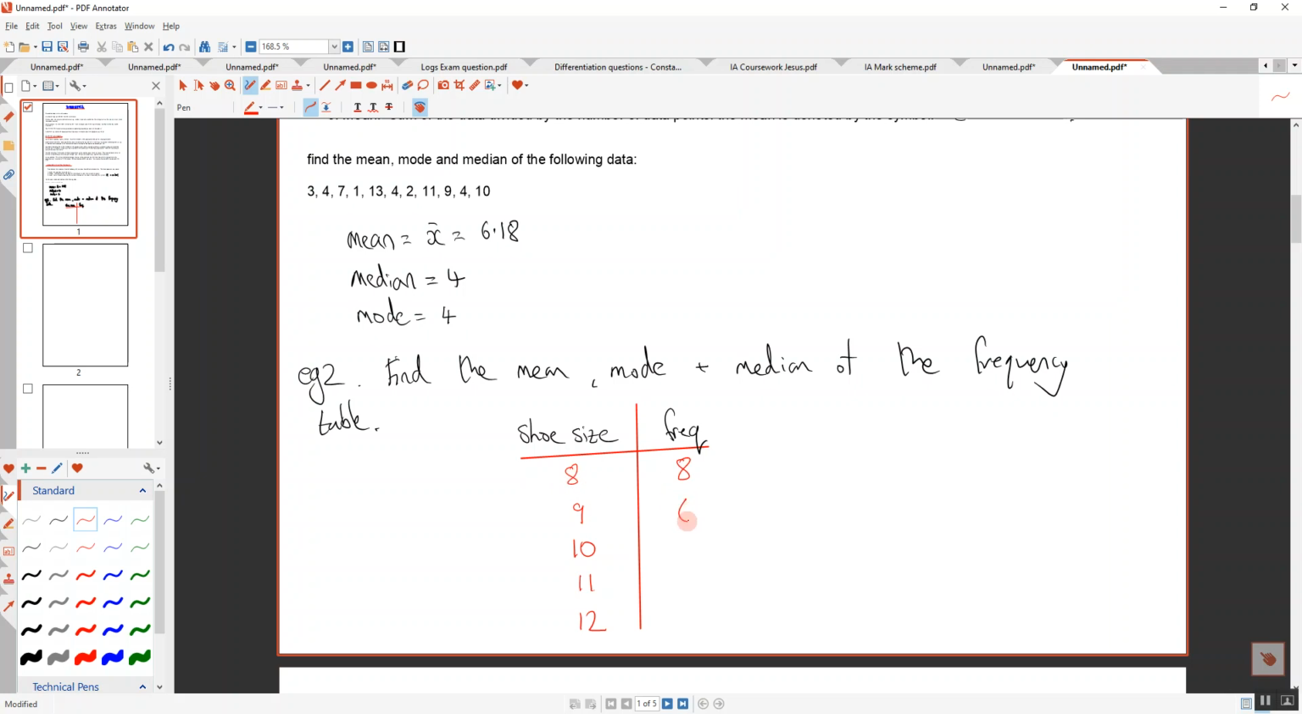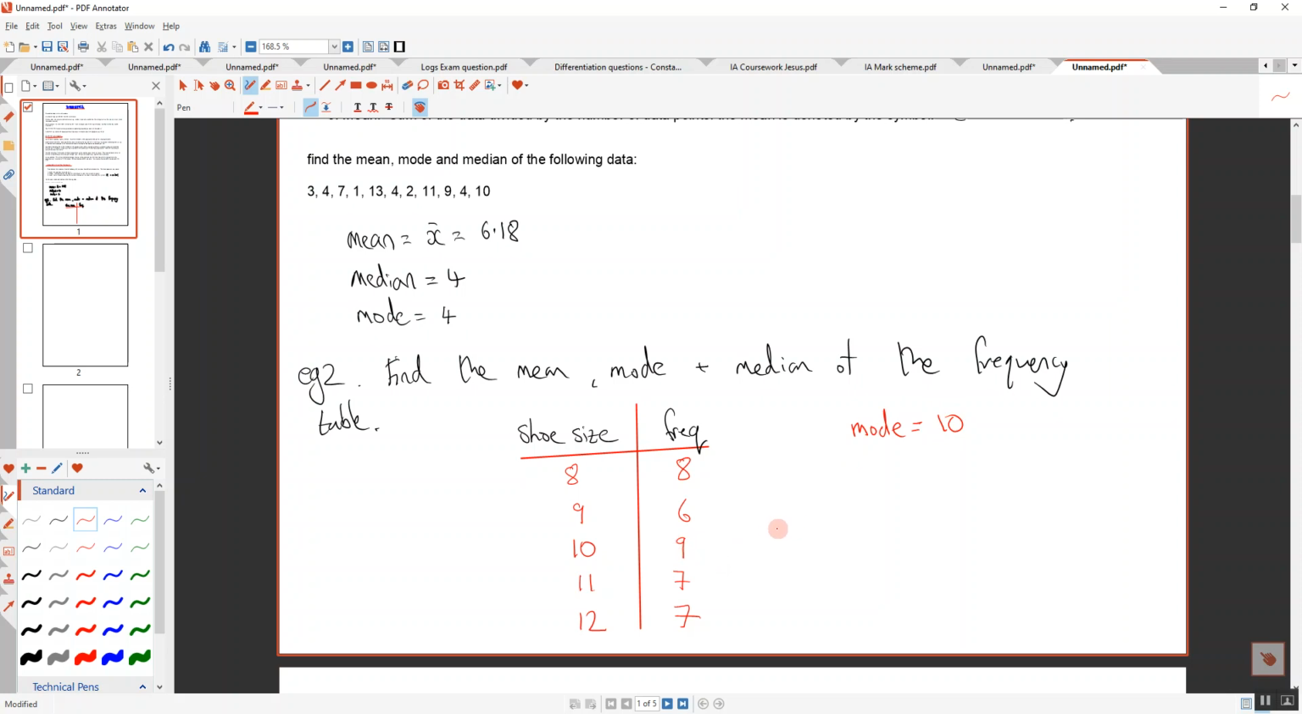We've got 6 people with a shoe size of 9, 9 people with a shoe size of 10, 7 people with a shoe size of 11, 7 people with a shoe size of 12. So first off, let's just make sure we can do this without a calculator, but what would the mode be? Size 10, because it occurs the most, okay? Size 10 occurs 9 times.